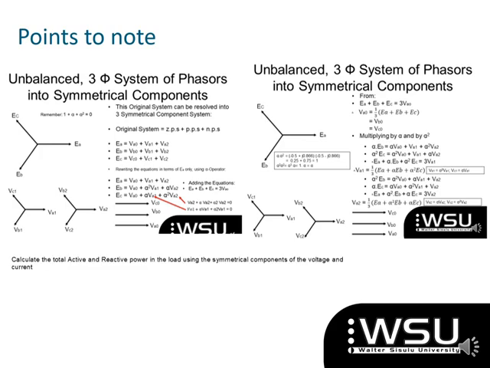The problem that came was with the question that says you must calculate the total active and reactive power in the load using the symmetrical components, okay? And I note, using symmetrical components. So what most of you did is you utilized your VAN and IAN, VBN, IBN, VCN, ICN, and you calculated your total power and reactive power. But it says using your symmetrical components.